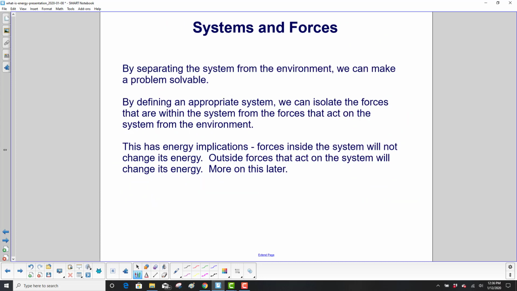The reason we separated the system from the environment is so we can make problems solvable. By defining an appropriate system, like we talked about earlier with the tides or just dropping a ball from your hand, we can isolate the forces that are within the system from the forces that act on the system from the environment. And the whole reason we're doing it is this has energy implications. Forces inside a system will not change the energy. Outside forces that act on the system will change the energy. And we'll talk about that later on.